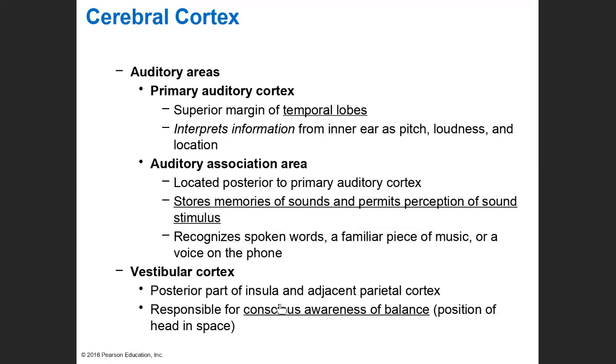Vestibular cortex, again, same thing. Remember, with cortex, we're talking about conscious awareness, no matter where. This is going to have to do with balance. How are you positioned in space?